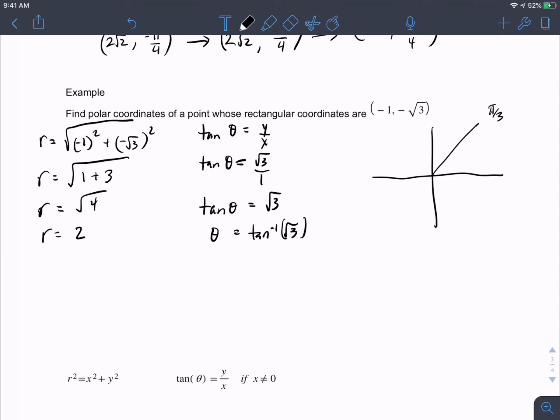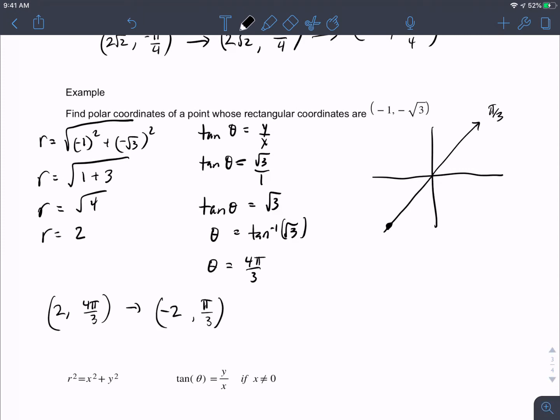But since we're negative, right, we know that negative is going to be in quadrant 3. So what's actually happening is we're somewhere down here. And so our theta should be at 4 pi over 3. And so to do this, the result is going to be 2, 4 pi over 3. Or it can be -2, pi over 3, right?